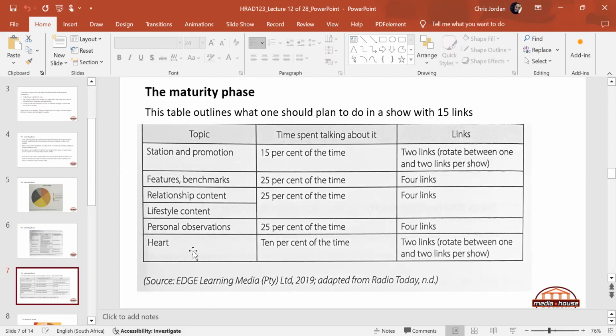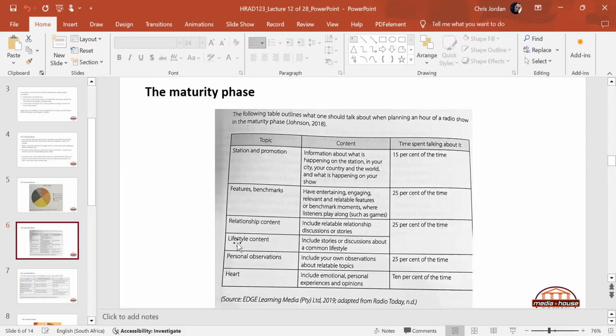And the heart might be necessary, particularly if you have quite a serious feature, like a mental health or family feature, or a religious feature. You want to also bring in this heart, whatever it may be. Heart includes emotional, personal experiences and opinion, as you can see. To make a holistic link or content piece, we will always include emotional or personal experience, opinion and observation to make that holistic, right? 25% for that, and then 10% of the time.